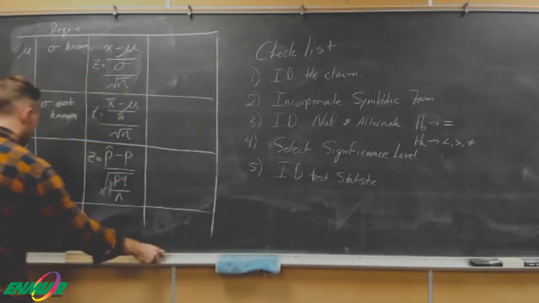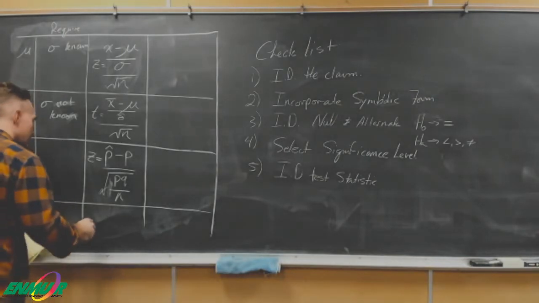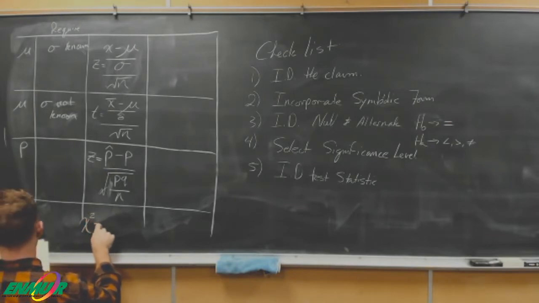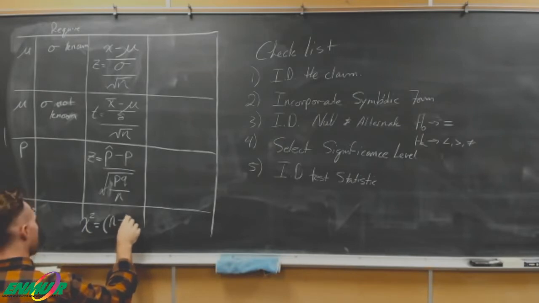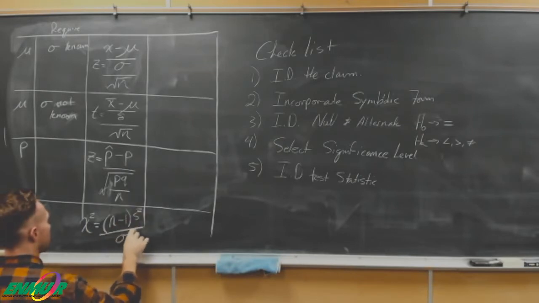And then last but not least, if we are looking at a delta or a delta squared, which would be our population standard deviation or our population variance, that's going to be a chi distribution. So a chi squared, which is going to be equal to n minus 1 times s squared divided by delta squared.